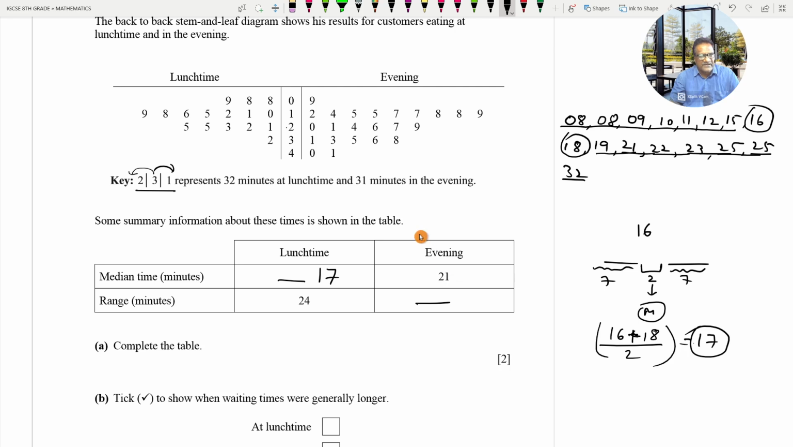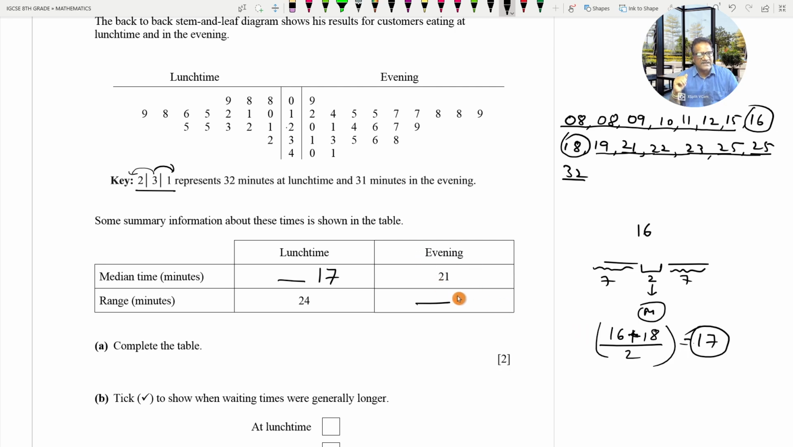Okay. For evening, they have already given you the median as 21. Now let us try to find out the range. Now they have asked you to find the range for the evening only. For the lunch time, the range is given as 24. Now what is the meaning of range? Range is nothing but the difference between the highest value and the lowest value.